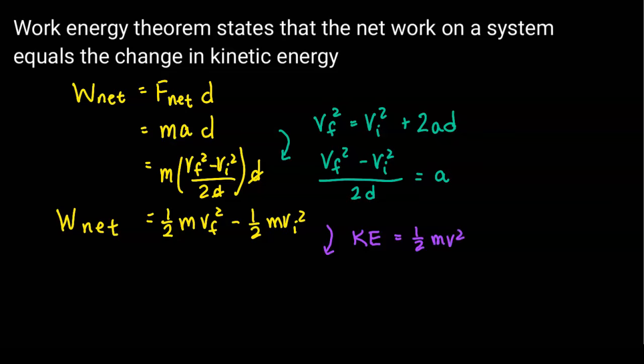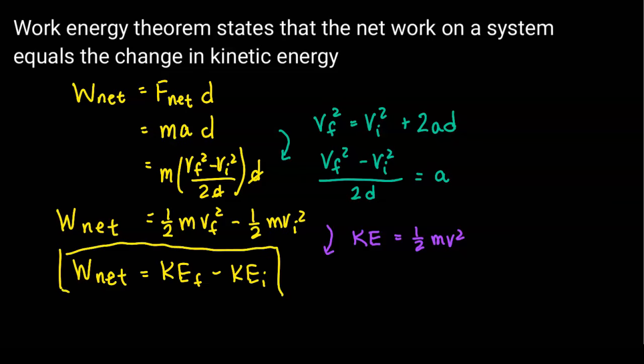And so we can also rewrite this as the net work is equal to the final kinetic energy minus the initial kinetic energy. And this is what we call the work energy theorem. So the work energy theorem tells us that the net work on a system is equal to the change in the system's kinetic energy.